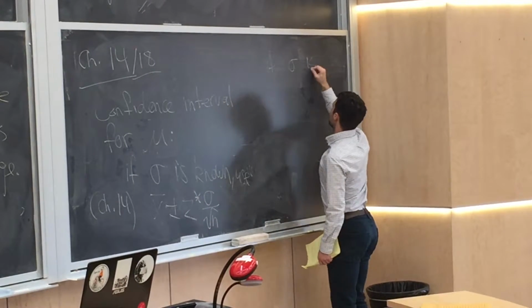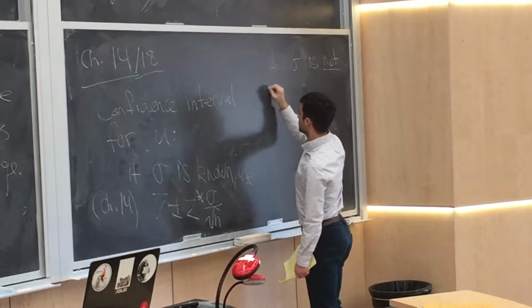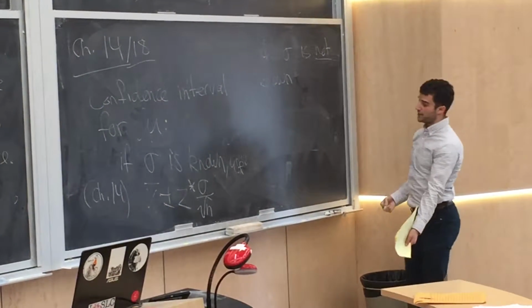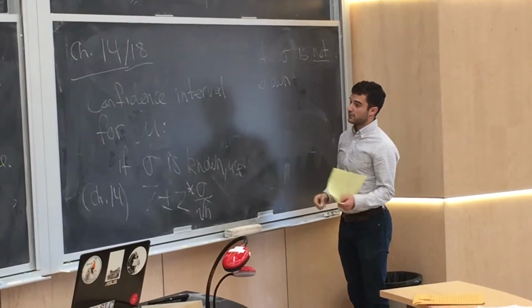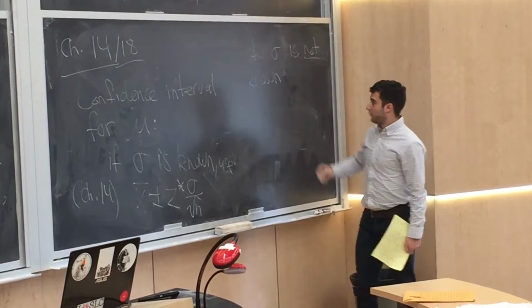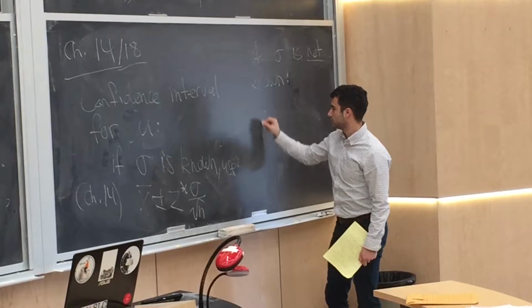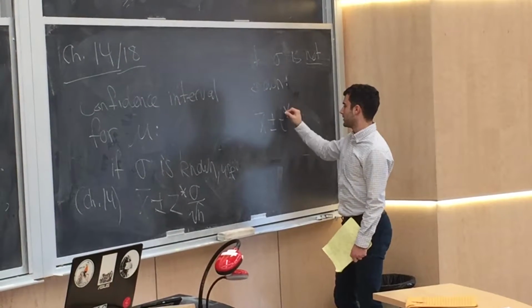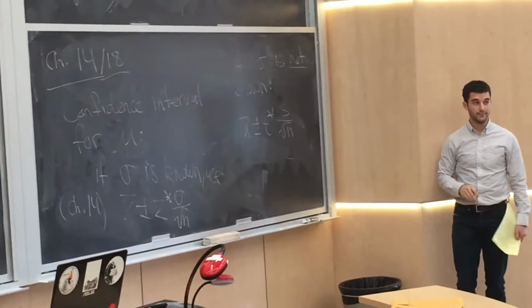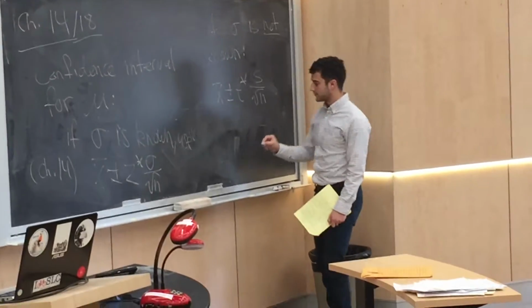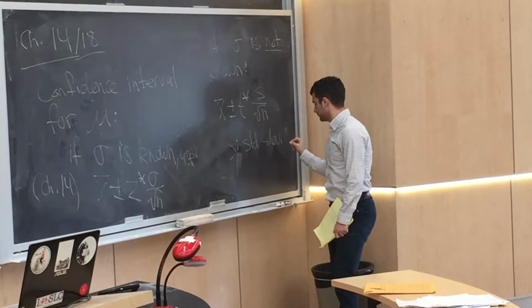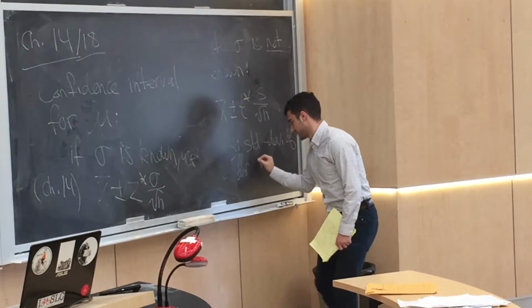If sigma is not known, so if we're missing this piece of information, we get a slightly worse confidence interval. It's going to be a little bit wider. And the formula is x bar plus or minus t star times s over root n. Here, s is the standard deviation of your sample.